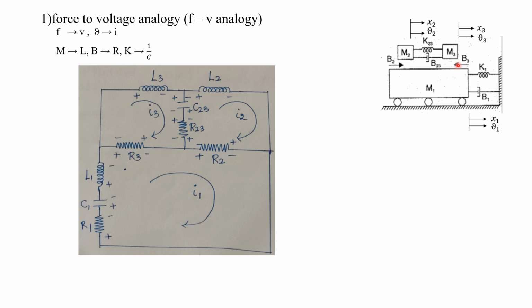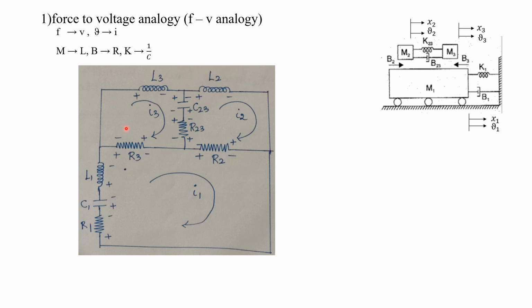Now for this mass M3, this B3 is connected between M3 as well as M1. So in between loop 3 as well as loop 1, already we have R3, so no need to draw it again. Understood? In this way we can complete the three loops. After drawing each and every element in this loop, we have to apply Kirchhoff's voltage law because it is a force to voltage analogy.